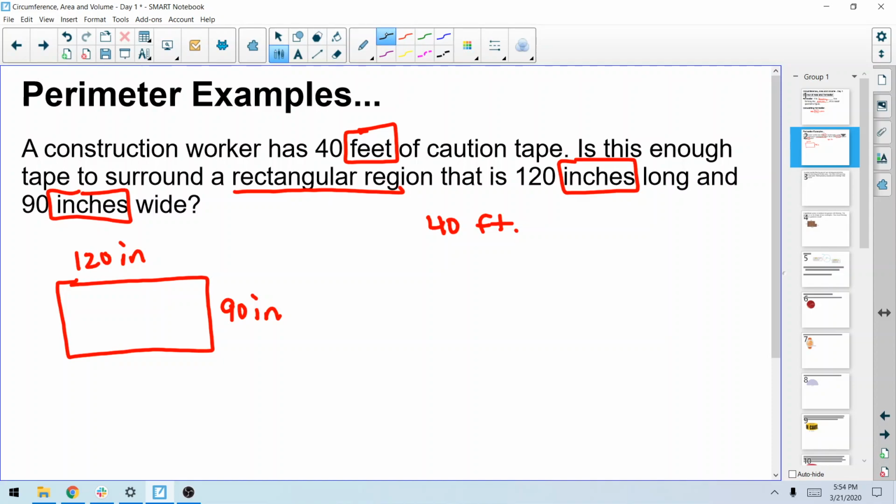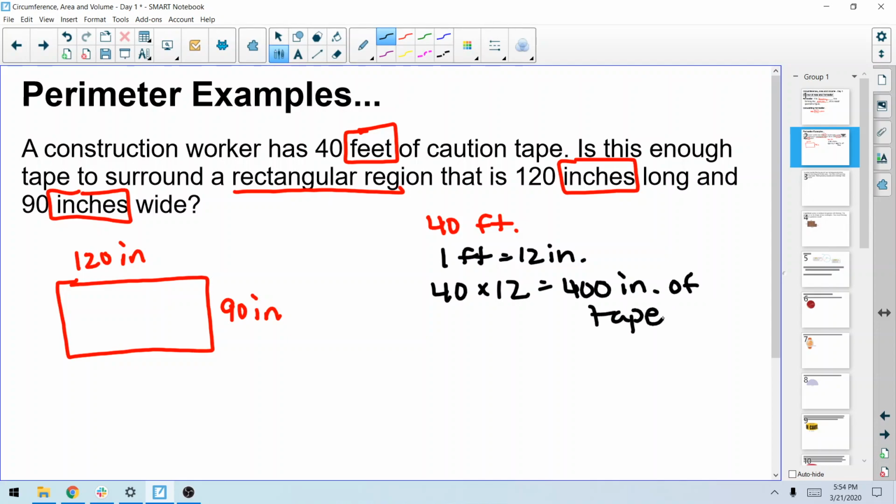The first thing I'm going to do is consider that we're dealing with inches and feet. If you take a look at a ruler, 1 foot equals 12 inches. So if I have 40 feet of caution tape, I'm going to multiply 40 by 12. Grab your calculator, or just use your phone. 40 times 12 is, actually, I take that back, 480 inches of tape.